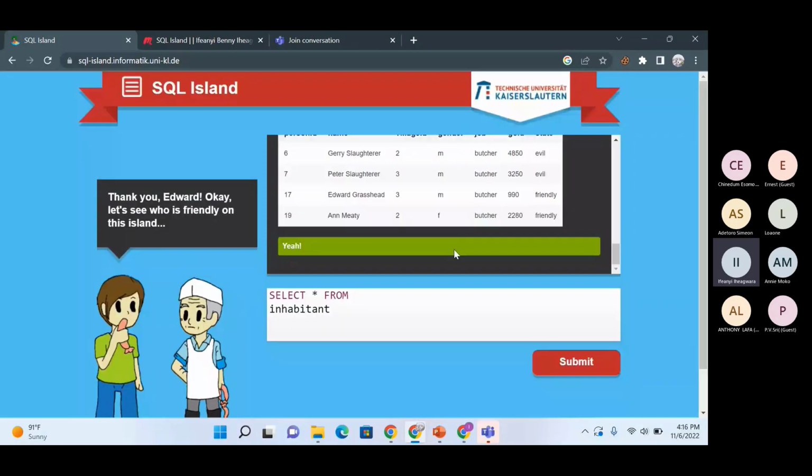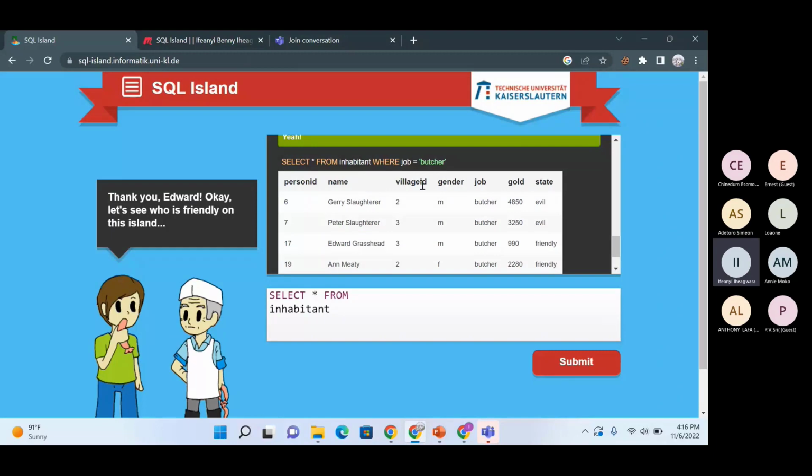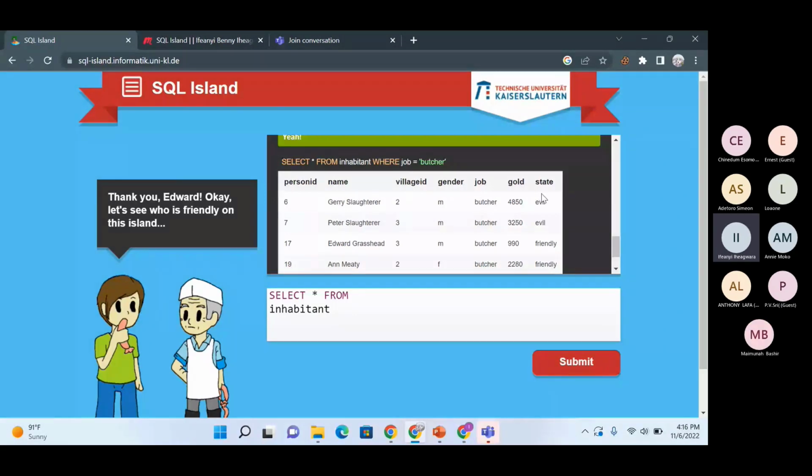If you look at the table we have here, these are the ID names, these are the names, the village ID, the gender, the job role, gold and state. The state has two different values: the person is evil or the person is friendly. So I have to get the list of everybody that is friendly. Kind of like how you do a filter in Excel or even in Power BI, in SQL there's a command called the WHERE command. So we're going to use the WHERE command.